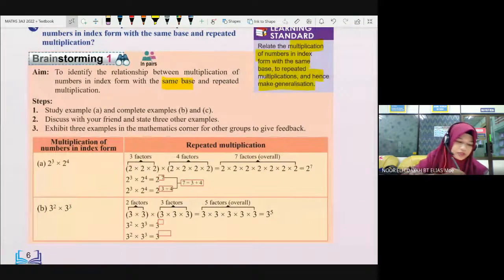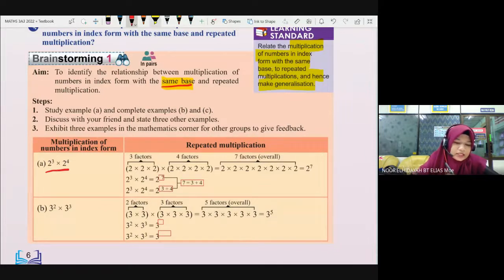Alright. So kita akan tengok the law yang pertama. The first law of indices, yang melibatkan multiplication of the same base. Alright, look at the example. Example A. In example A, given 2 to the power of 3 times 2 to the power of 4.